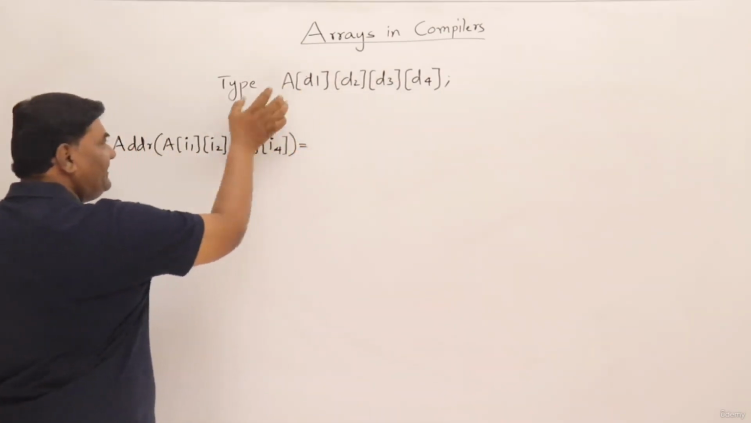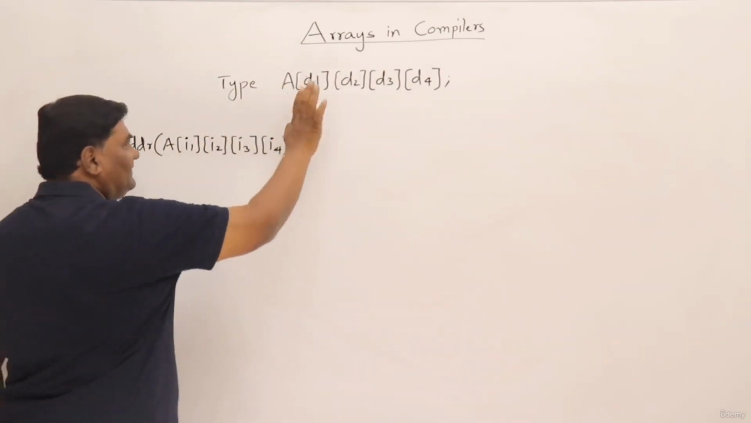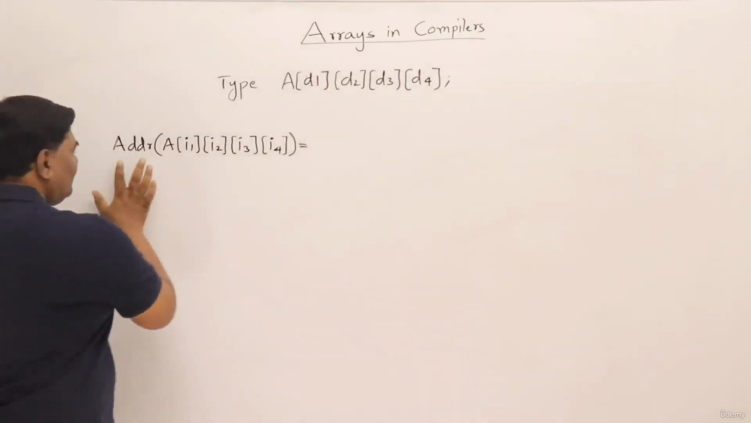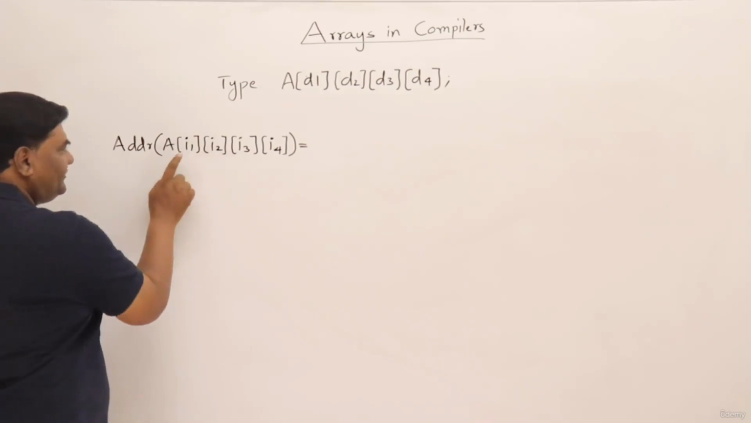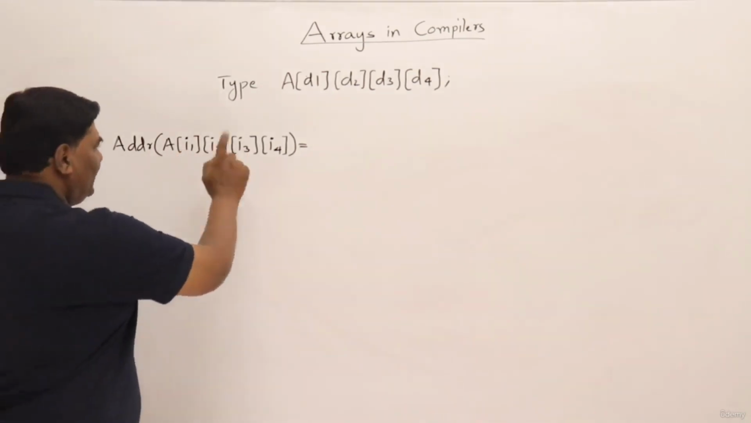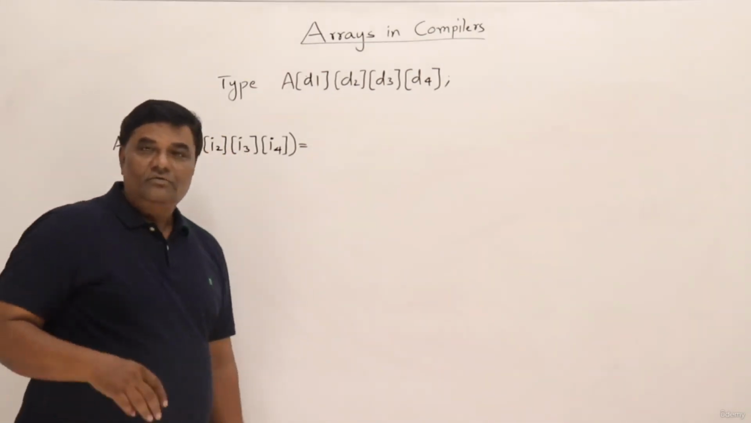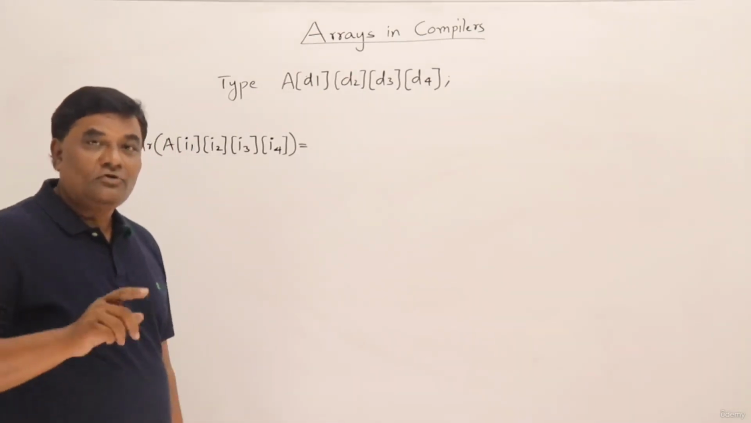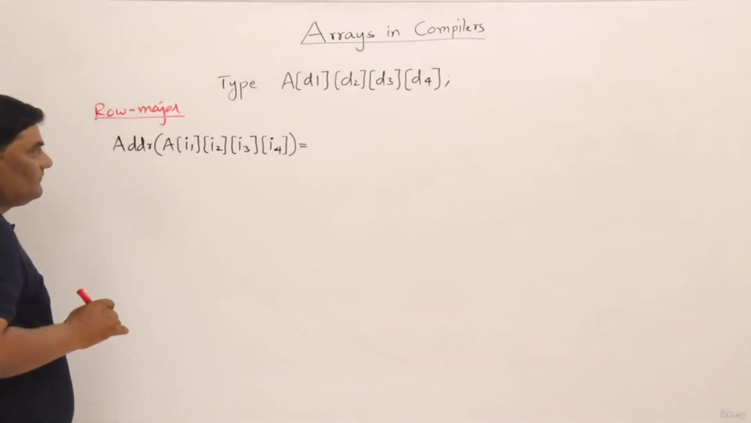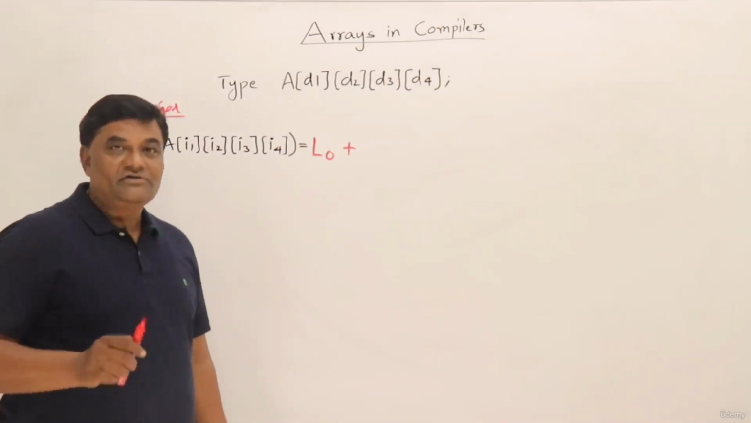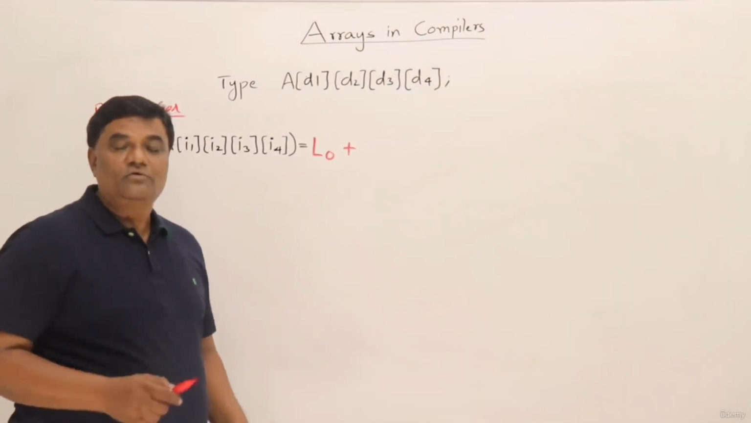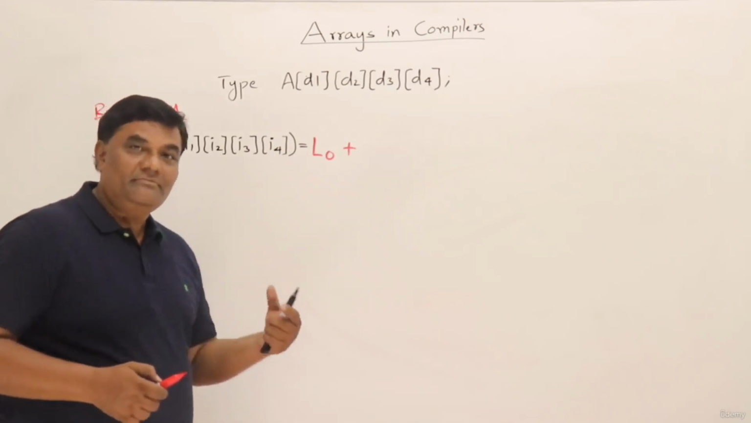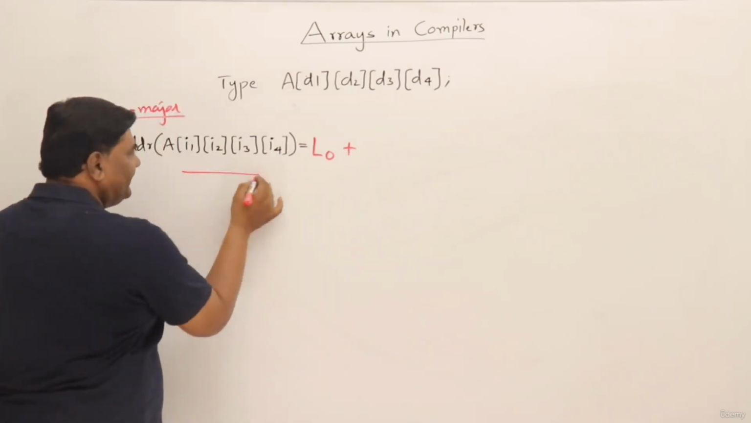Array name is A, data type is something, and the dimensions are D1, D2, D3 and D4. Now, for the address of any location whose indices are I1, I2, I3, I4, what should be the formula? So let me prepare the formula for row measure. In 2-dimensional arrays I have already explained that row measure is done from left to right and column measure is from right to left. So we will go from left to right.